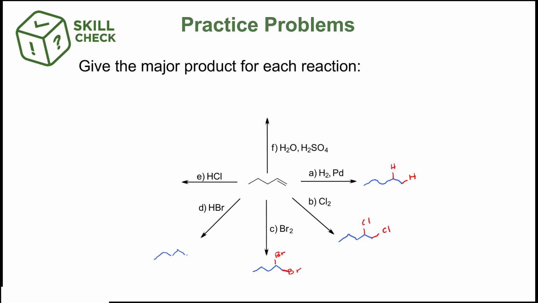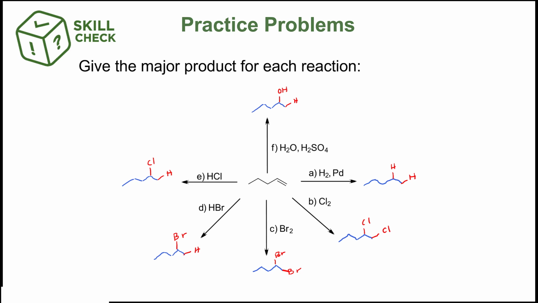For HBr, we have an asymmetric alkene, so the hydrogen is going to go to the carbon with more hydrogens, which is this one, and our Br goes to the other one, and the same thing with the HCl. And you can leave the H off if you want, or you can draw it in so you know what is happening. And then with water and sulfuric acid, we'll get an OH here and a hydrogen on the carbon with more hydrogens.